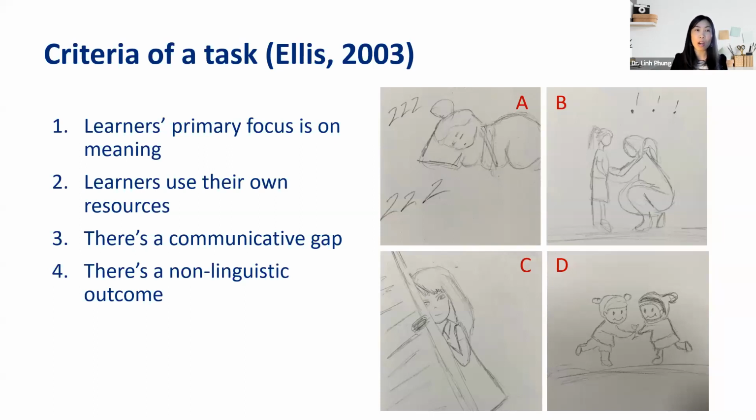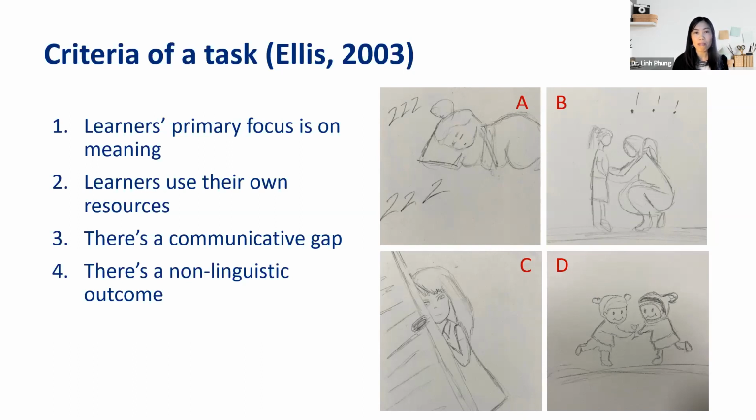Learners need to use their own resources. These may include language resources and non-linguistic resources as well. Language resources simply means the language that they have. Non-linguistic resources may include gestures to illustrate the action of sleeping, for example. The third criterion here is that there has to be a communicative gap to give learners the reason to communicate.